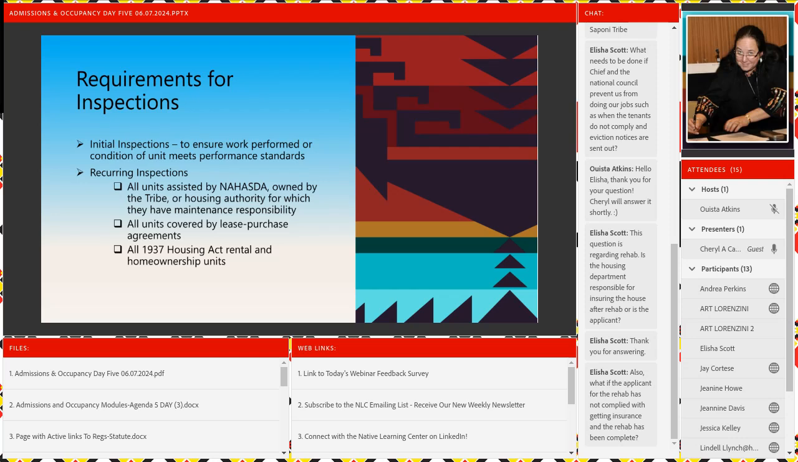So inspections, your requirements for your inspections, that initial inspection to ensure work is performed or the condition of the unit meets your performance standards. Reoccurring inspections: all units assisted with NAHASDA, owned by your tribe or housing entity for which they have maintenance responsibility. All units covered by lease purchase agreements, all 37 Housing Act rental and home ownership.